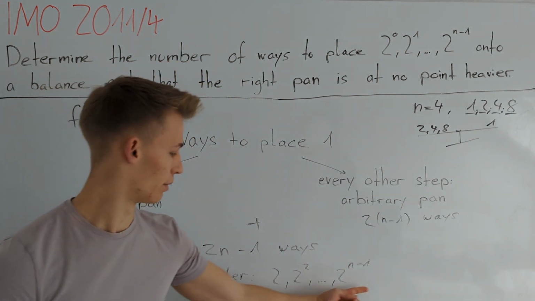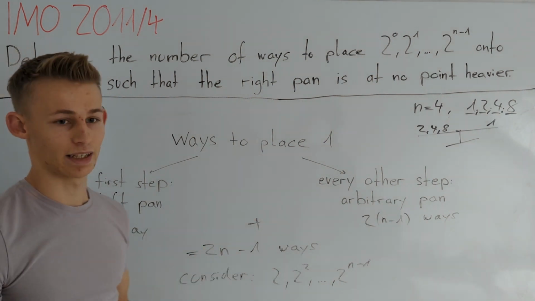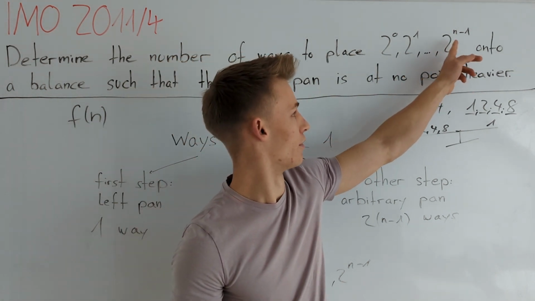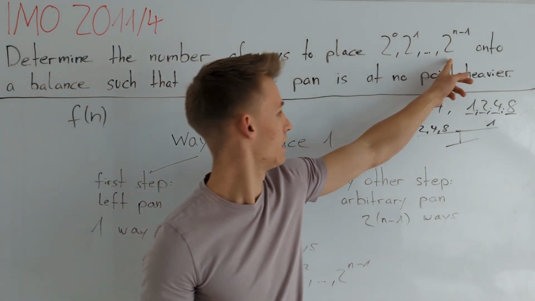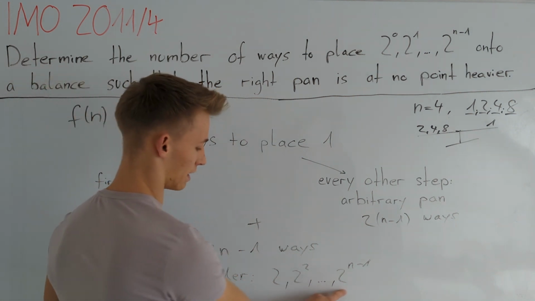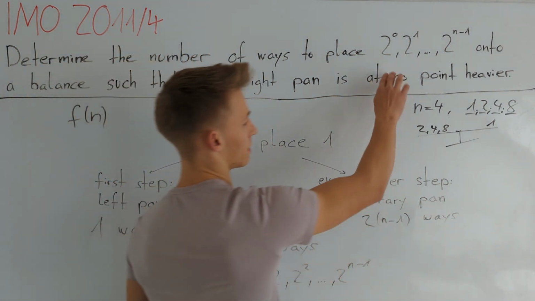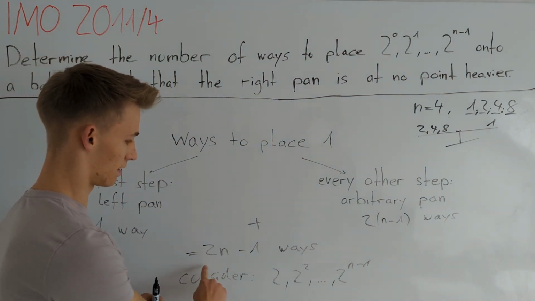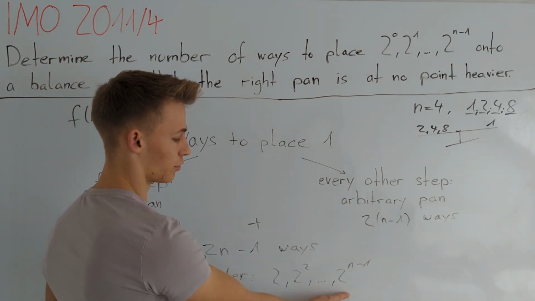And for every way to place the weight 1, we get a way to place these weights from 2 to the power of 0 up to 2 to the power of n minus 1. And we also get the other way around, so from a placement of these weights here, we get one way to place the weight 1, and the way to place the other weights. Thus, there exists a one-to-one correspondence between the number of ways to place these weights and the number of ways to place the weight 1 combined with the number of ways to place the weights 2 up to 2 to the power of n minus 1.